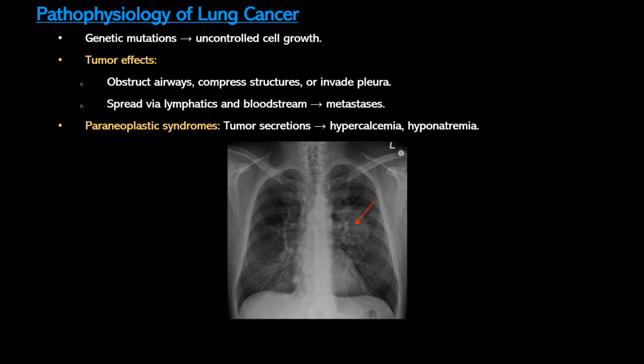Lung cancer can spread through the lymphatic system or the bloodstream, leading to metastasis in the brain, bones, liver, or adrenal glands. Additionally, some lung cancers can cause paraneoplastic syndromes due to tumor-secreted substances, leading to metabolic issues like hypercalcemia or hyponatremia, which may present as confusion, weakness, or seizures.